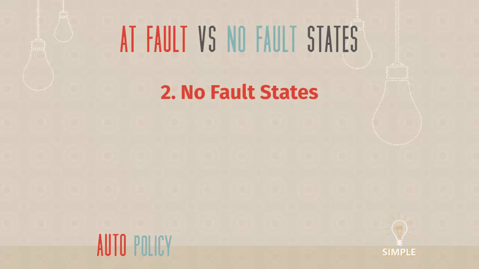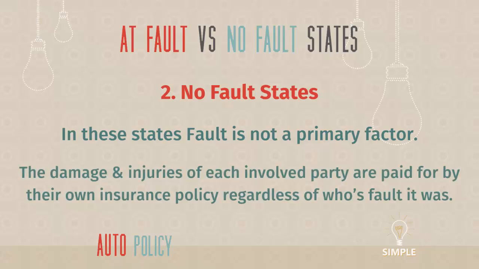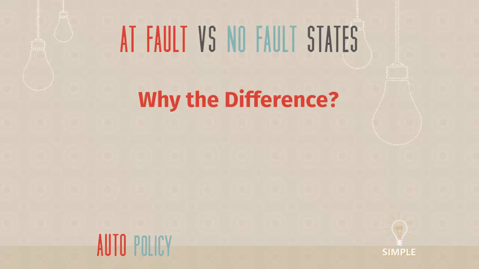Okay, well then no-fault states, maybe this will be obvious to you, but in these states, fault is not a primary factor. So that same accident, you stopped at a stop sign, someone else stopped behind you, someone else didn't stop, ran into the car behind you, then that car ran into you. Every single car, their policy is going to cover their damage. And any injuries that happened inside of each given car are going to be paid for by that car owner's policy. So everybody covers their own damages. The damage and injuries of each involved party are paid for by their own insurance policy, regardless of whose fault it is. So why the difference?